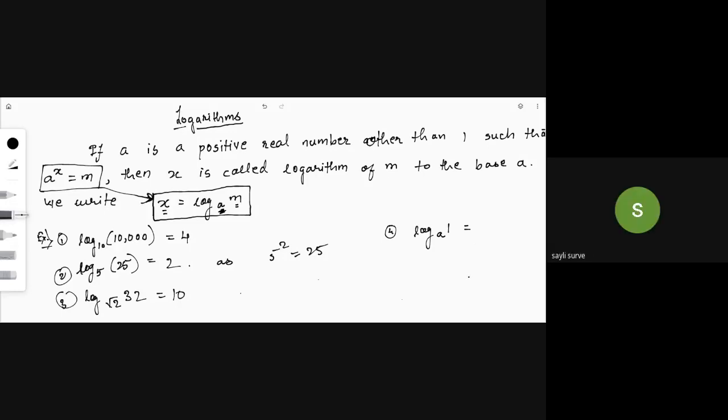Sir, a raised to x. So 1 is equal to a raised to x. When will you get a raised to x is 1? Say a is any number. For what power will you get the answer as 1? Sir, 0. 0.